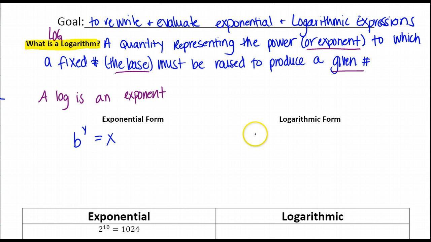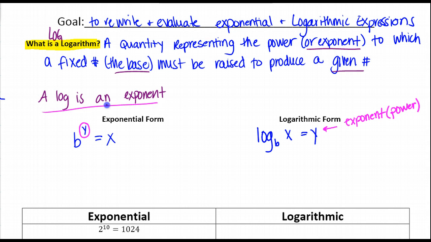So logarithmic form looks like this. It's log base b, and make sure your b is small, and next to that log they go together, of x equals y. And so if we look at our exponential form, this y was the exponent, and it still is over here. It is our exponent, or sometimes we refer to that as a power. So remember up here when I said a log is an exponent? Well, this log equation is equal to an exponent.